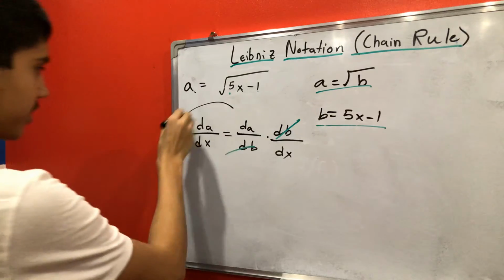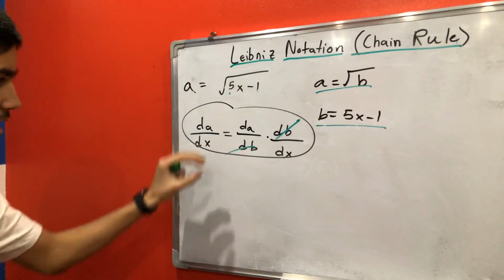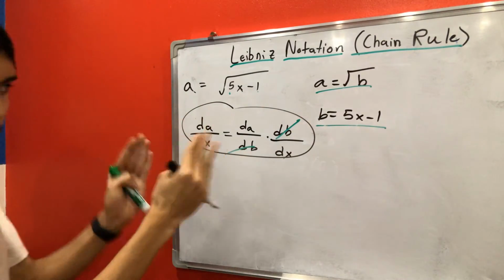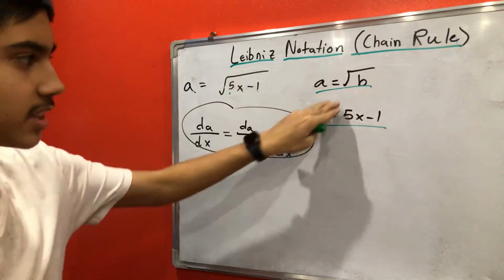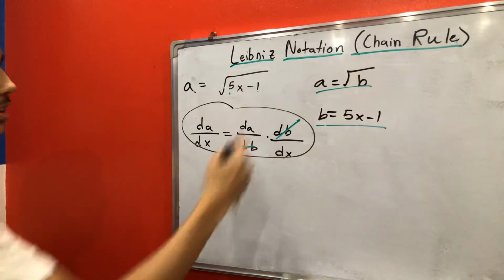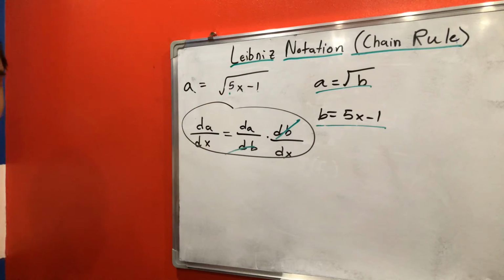So this is like a definition for the chain rule. You break up the functions and then you multiply them, the outer and the inner. But this is just using Leibniz notation, who's just a guy from a long time ago.